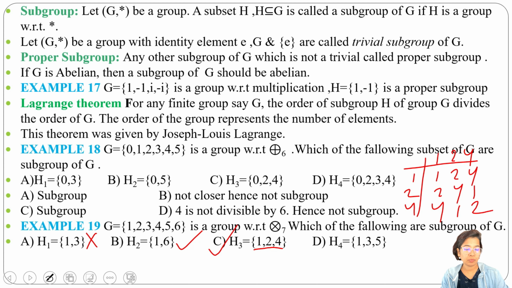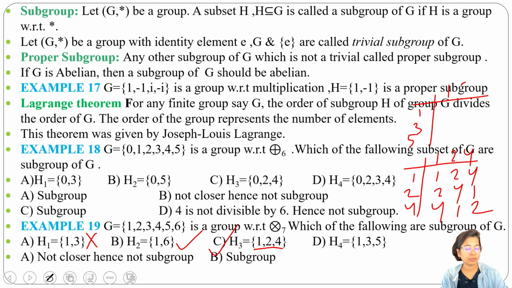Next, H4 is 1, 3, 5. Here also 1, 3, 5. 1 into 1, 1, 3, 5. 3 into 1, 3. 3 into 3, 9. 9 divided by 7, remainder is 2. 3 into 5, 15. 15 divided by 7, remainder is 1. It is not closure.